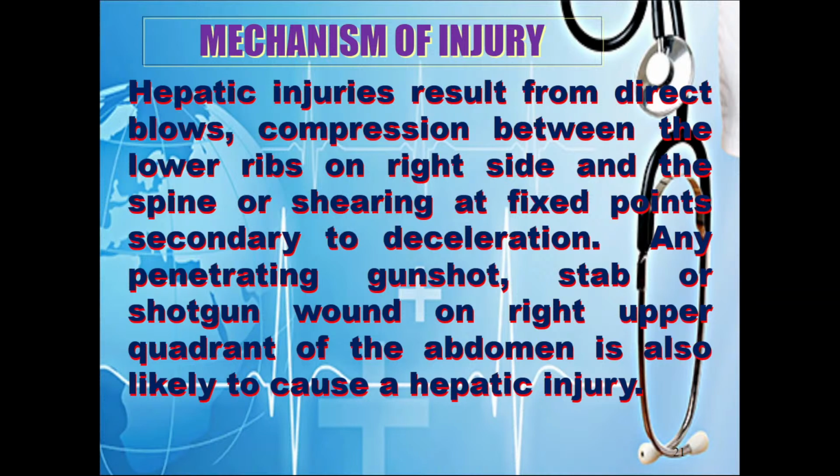The mechanisms of injury. Hepatic injuries result from direct blows, compression between the lower ribs on the right side and the spine, or shearing at fixed points secondary to deceleration. Any penetrating gunshot, stab or shotgun wound on the right upper quadrant of the abdominal wall is also likely to cause hepatic injury. This we need to take into account. The projection of the liver is the upper right quadrant of the abdominal cavity.